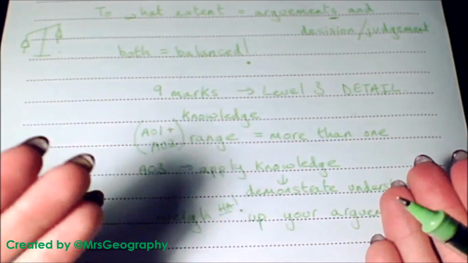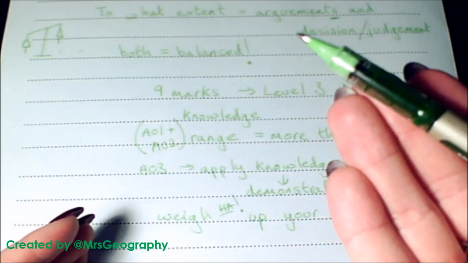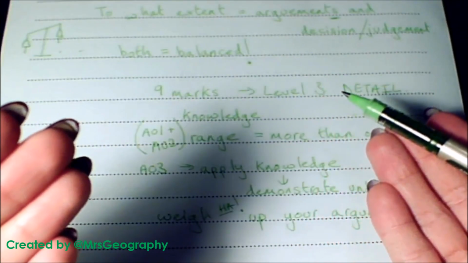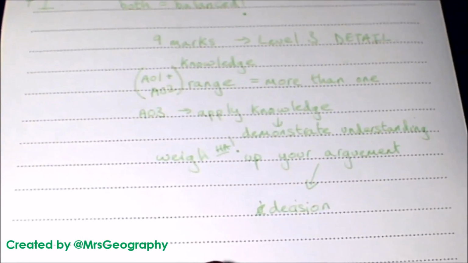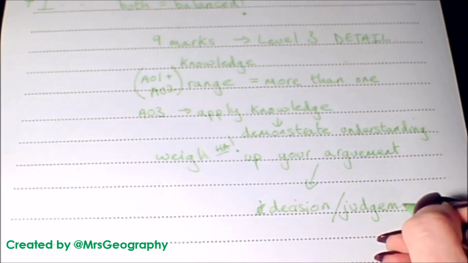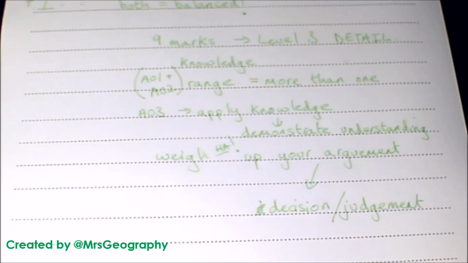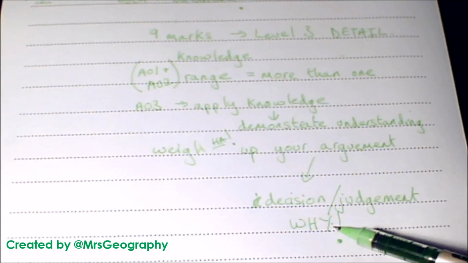And therefore, if you're weighing up your argument, so making a decision using your scale, is it opportunities that you think is better? Is it challenges in cold environments that is better? And therefore, you are also going to make some type of decision. So if you think that opportunities outweigh the challenges, you're going to make some type of judgment. So do you think challenges override opportunities, or are you in the middle, equally weighted? But you must back up your answer with a reason and say why.